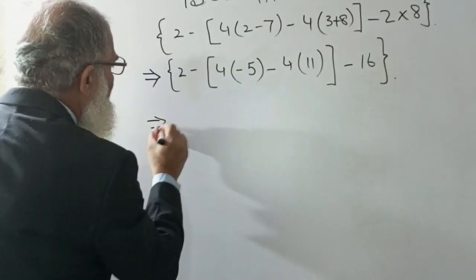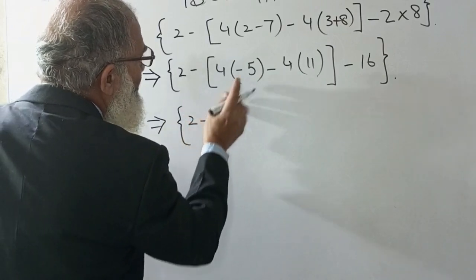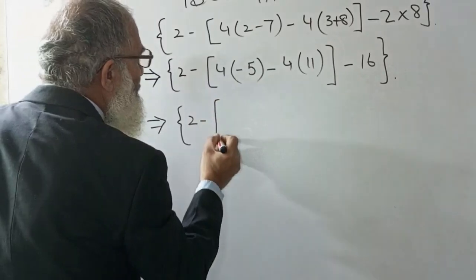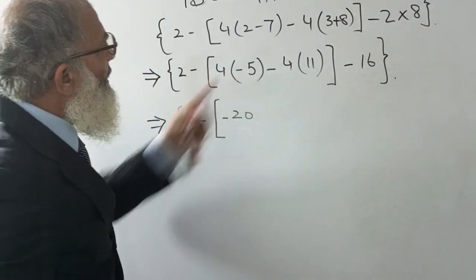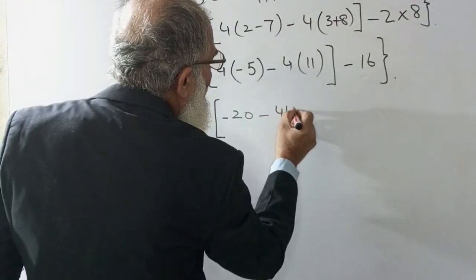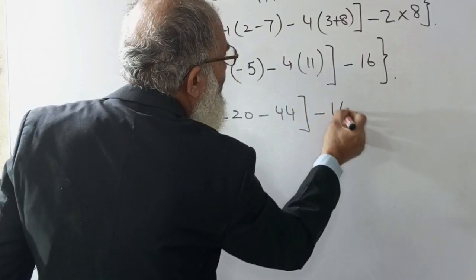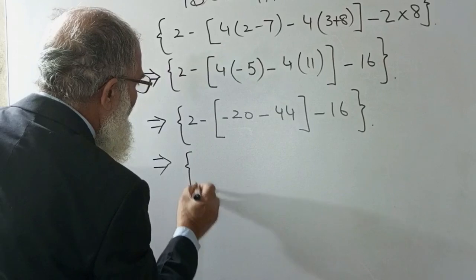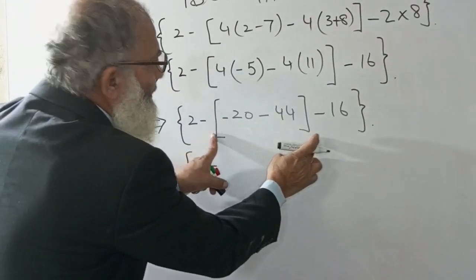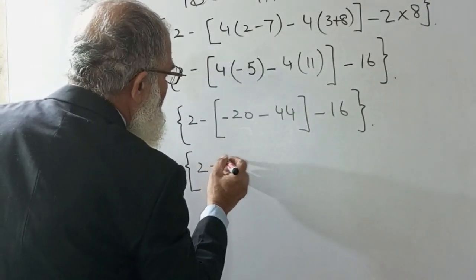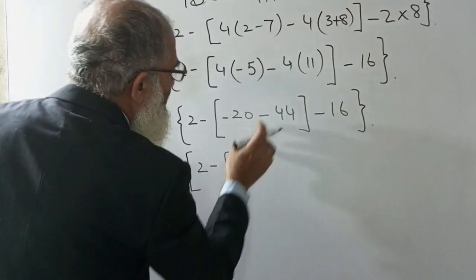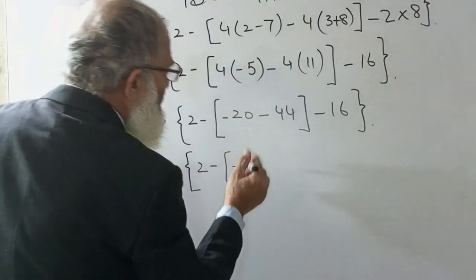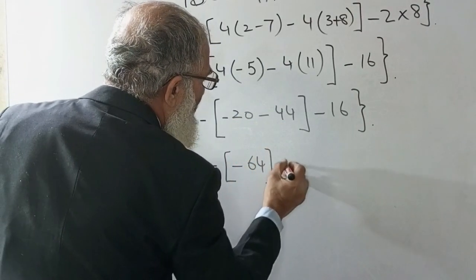So that implies by 2 minus, multiply these because this bracket stands for multiplication. So what we do is minus 20 and minus 44, and minus 16 as it was written. That implies by, now solve this because in the middle you find this one. Now you have to solve this one. Now minus and minus are in the same direction, so we add them with the minus sign, and it will come 64 minus 16.